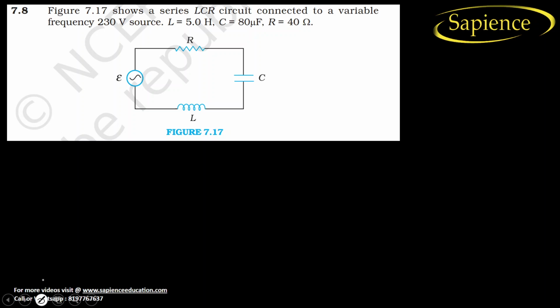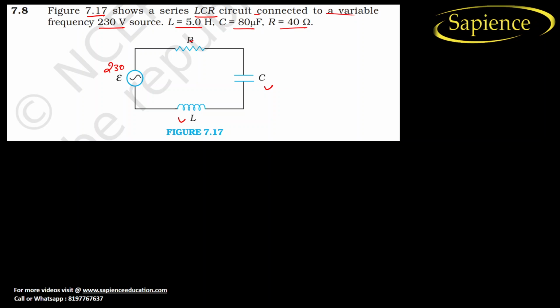Let's go for the next question, that is 7.8. In 7.8, what they have given in figure 7.17 shows an LCR circuit connected to a variable frequency 230 volt source. LCR means L, capacitance and R. It has been connected to the source voltage of 230 volt. L is given as 5 Henry, C is given as 80 microfarad and resistance R is given as 40. I hope you have understood this diagram.